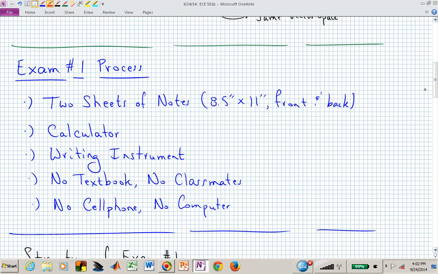The process for exam number 1. You will be allowed 2 sheets of notes, and you can have the front and back of those 2 sheets. So if you want to make some notes on what theorems you think are important or propositions, you can in that particular collection of notes, but that's all you will be allowed in the exam, other than a calculator, which I'm not sure you'll need a calculator, and something to write with. Yes?